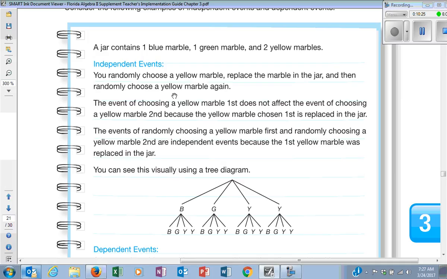Does that affect your chances of pulling a yellow marble the next time? Yeah, because now I had a 2 out of 4 chance of pulling it, right? A 50-50 shot. Now when I don't replace it, I have a 1 out of 3 chance. My percentage changed. That means that my first event is affecting my second event. Does that make sense? Okay?